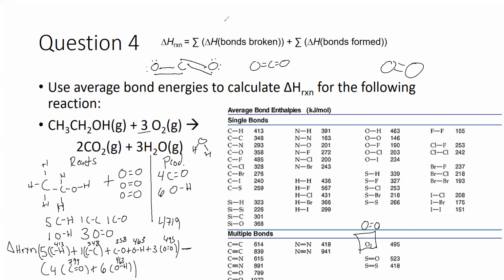The right side of the equation is 5974. So when I subtract those two numbers, it is negative 1255 kilojoules per mole. So when you burn ethanol, it releases energy, which makes sense because burning ethanol is hot. You create a fire.